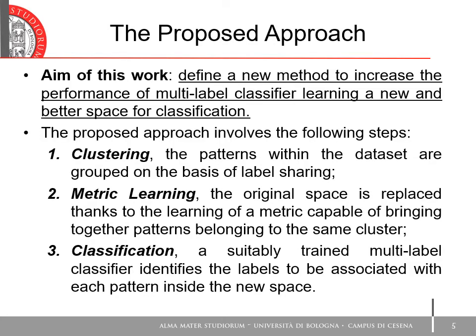In our work, we propose a new method for improving the performance of a multilabel classifier based on learning a new embedded space for classification. Our proposal consists of three fundamental steps: clustering, metric learning, and classification. Thanks to the use of a clustering algorithm, groups of patterns are identified and used for learning a new metric capable of modifying the space. The patterns are then projected into the new space. Finally, thanks to a trained multilabel classifier, it is possible to start with the actual classification.